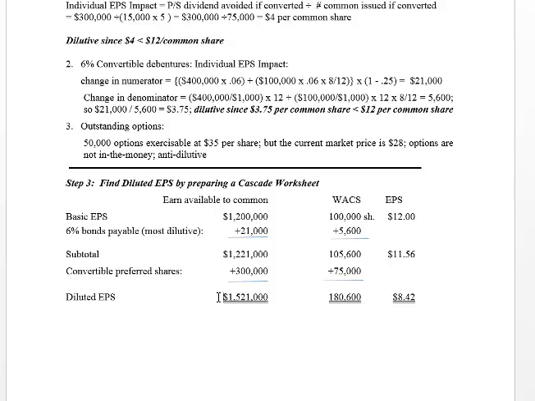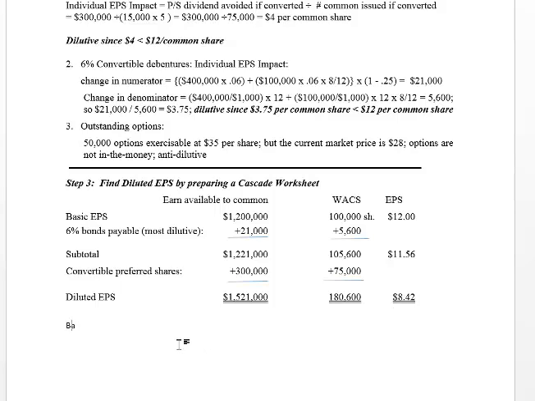So our diluted EPS will be calculated based on the total of this subtotal and the extra 300,000 in dividend that would have been available if the preferred shareholders converted to common. So that would have been 1.521 million in earnings available to common, and 180,600 as our WACs. And if we divide the 1.521 million by the 180,600, we'd get a diluted EPS of $8.42.